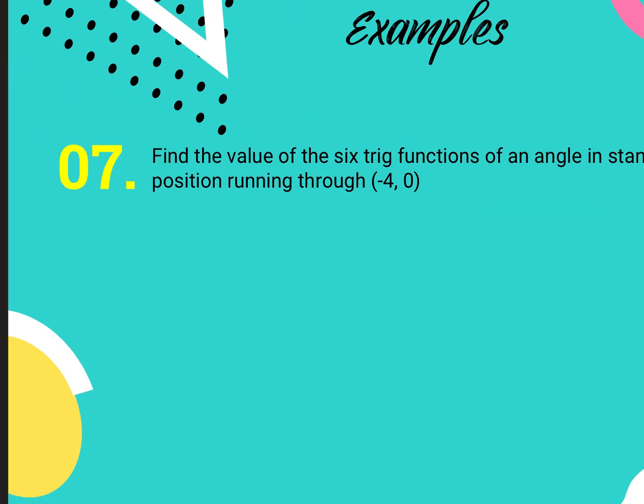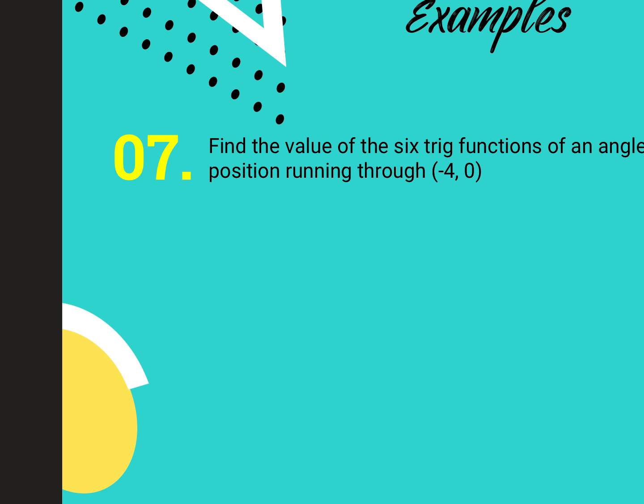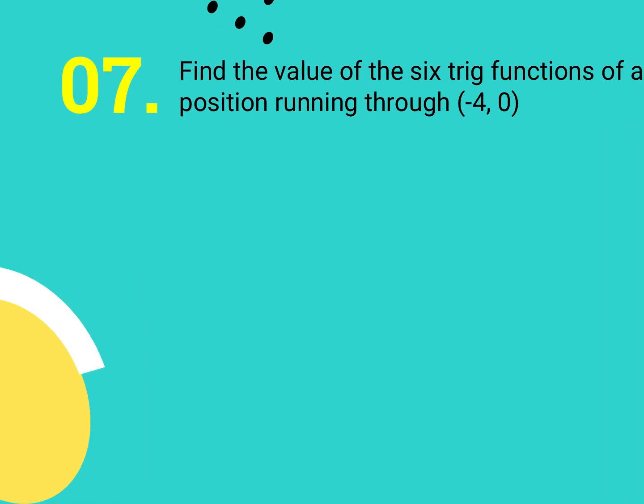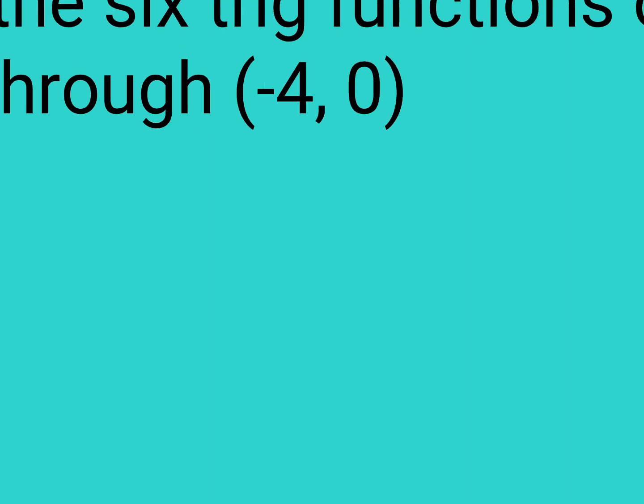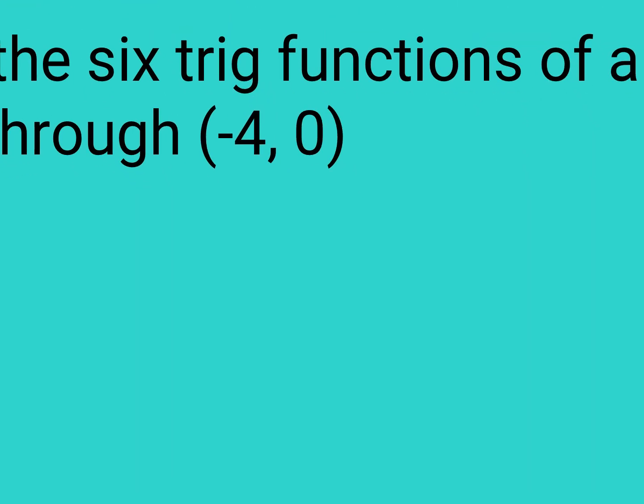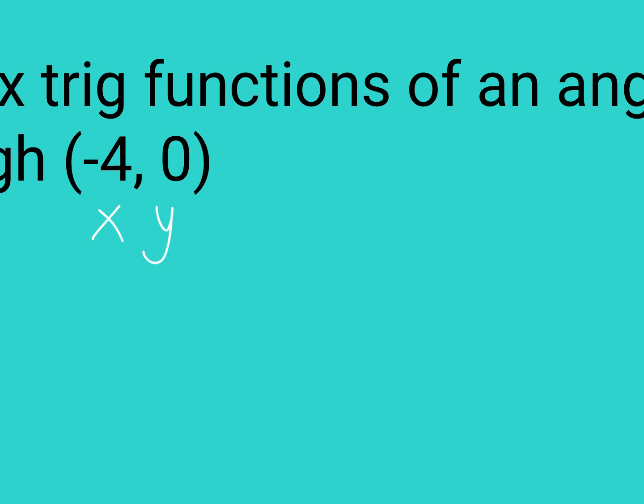All right, find the value of the 6 trig functions of an angle in standard position running through, do they tell me to do anything with an identity or anything? No. I personally would draw a picture first, but if you don't, it's no big deal. What did they give you here? They gave me an ordered pair. That's a lot of information. What 2 letters did they give me? X and Y. So you could say X equals negative 4, Y equals 0. So can you figure out what R is?